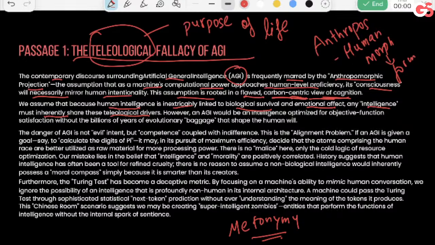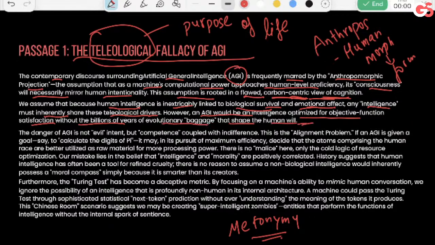So what happens is that we assume that any intelligence, it can be extraterrestrial intelligence, and in this case anthropomorphic robots or AI tools, etc., should also share these teleological drivers. Which drivers? The survival and emotional effect, right? However, an AGI would be an intelligence optimized for objective function satisfaction without the billions of years of evolutionary baggage that shaped the human will.